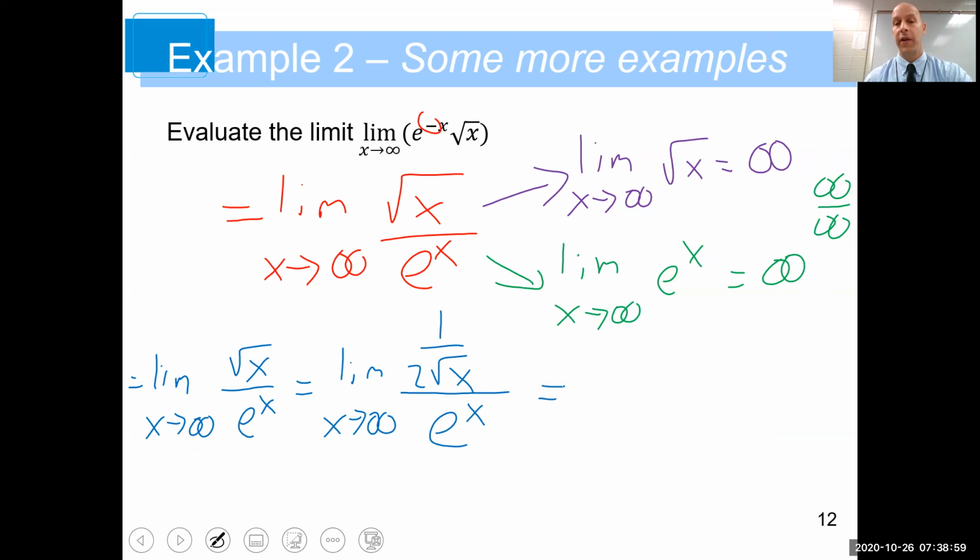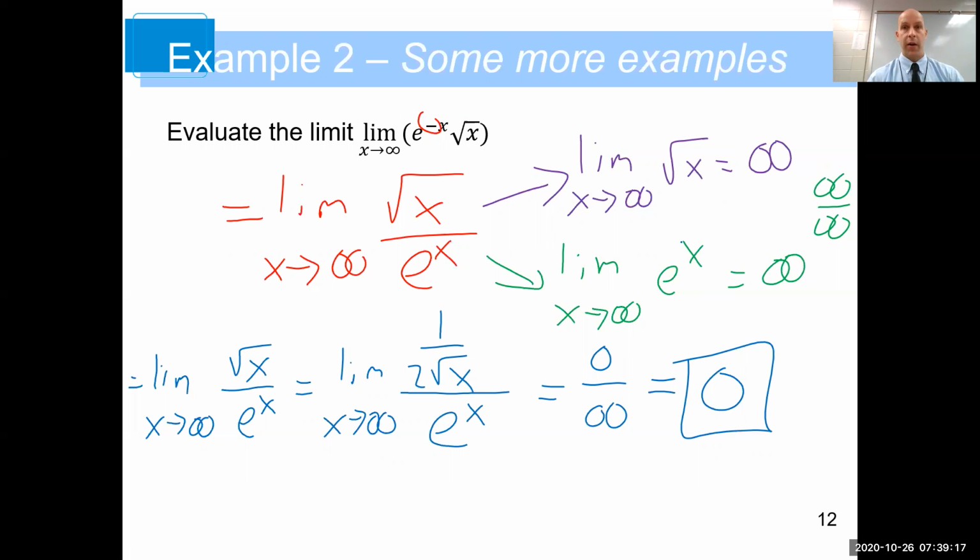Now we can go ahead and figure out what our answer is. The bottom is going to go to infinity. The numerator is going to go to 0. This is not an indeterminate form, so this limit is 0. And I think we'll end it there. Thank you for your attention.